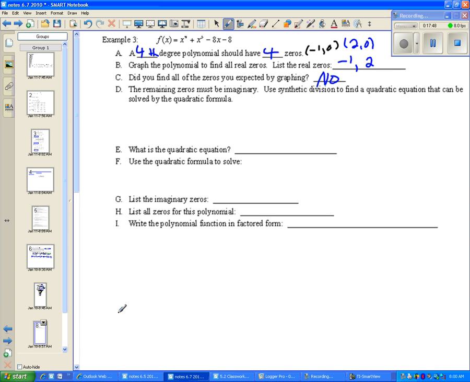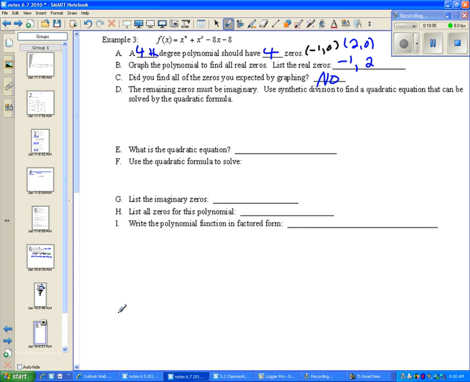I only found 2. The remaining zeros must be imaginary. Use synthetic division to find a quadratic equation that can be solved by the quadratic formula. So I need to factor out both of these 2 roots. So I'm going to come below letter I and do that.